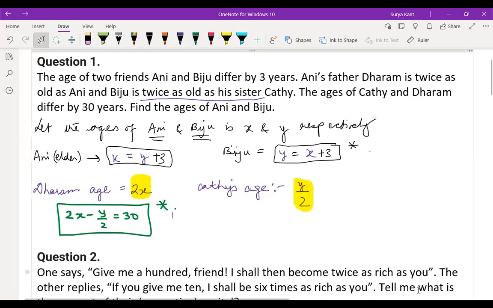So Dharam is 2x and Kathy is y by 2. So 2x minus y by 2 is equal to 30. And so 4x minus y is 60. That's how Dharam is older than Kathy.